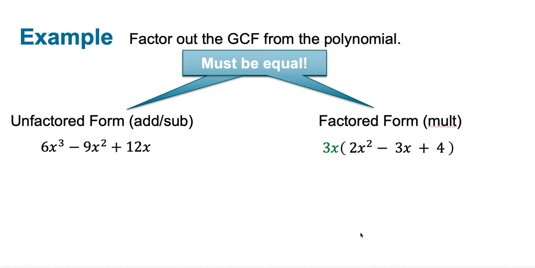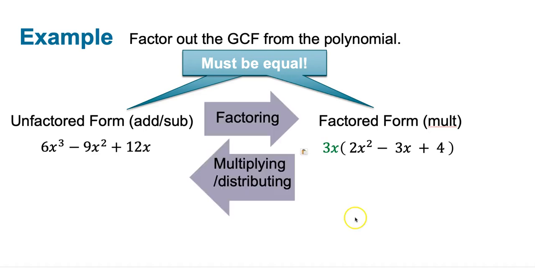Remember that we discussed both of these forms must be equal. We can go back and forth between these two forms by either factoring or distributing, multiplying. So if we're in the unfactored form, we can go to the factored form by factoring, which is what we did. But once we're in the factored form, we can go back to the unfactored form by multiplying or distributing. It's really important to understand this concept because this helps us check our answer.